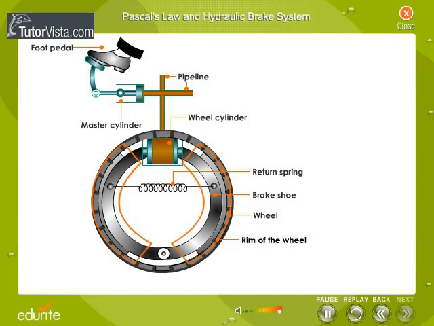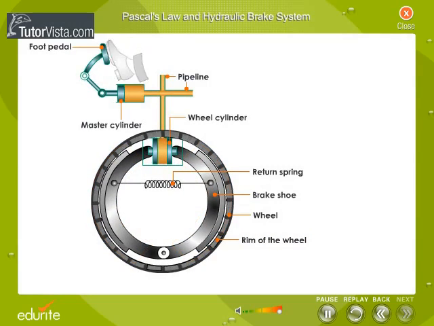due to which the motion retards. On releasing the pressure on the pedal, the return spring forces the pistons of the wheel cylinder back, and the fluid flows back into the master cylinder. Hope you will remember this the next time you see a driver applying brakes.